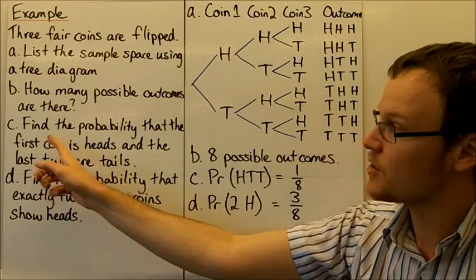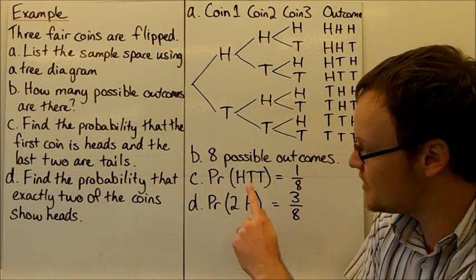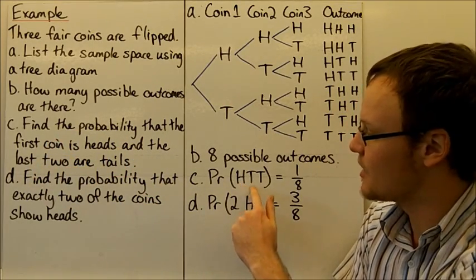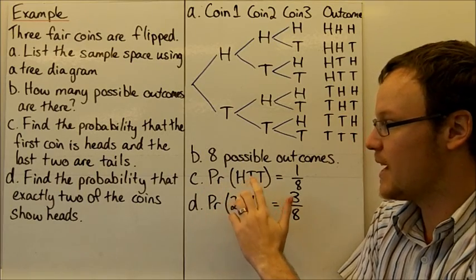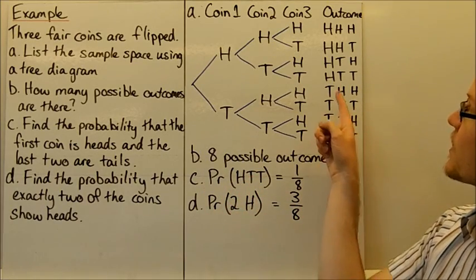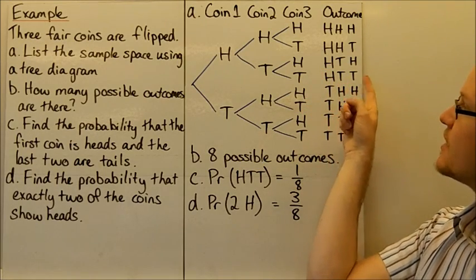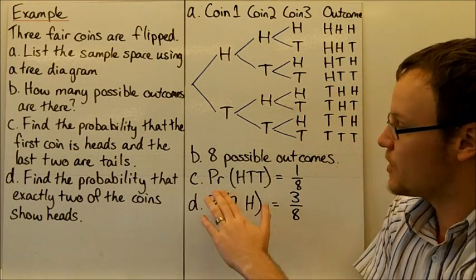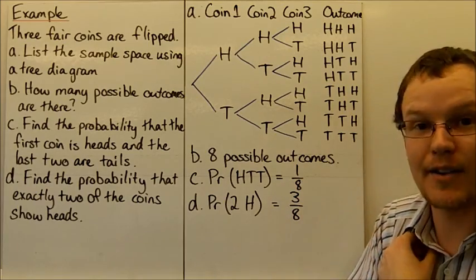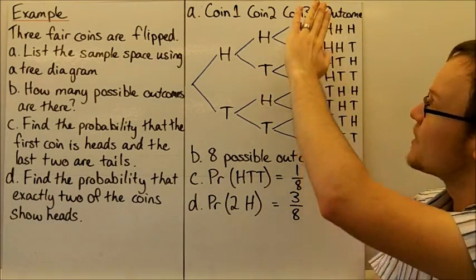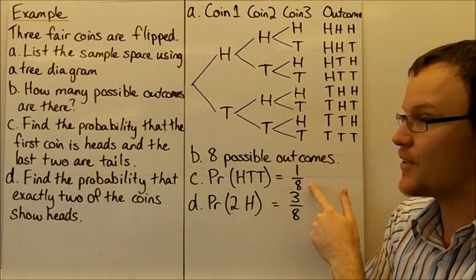So we've been asked the probability that the first coin is heads, and the last 2 are tails. So it's got to be heads, tails, tails. So we can see here there is only 1 possible outcome when that occurs: heads, tails, tails. So the probability of that event occurring is 1 out of a total of 8, 1/8.